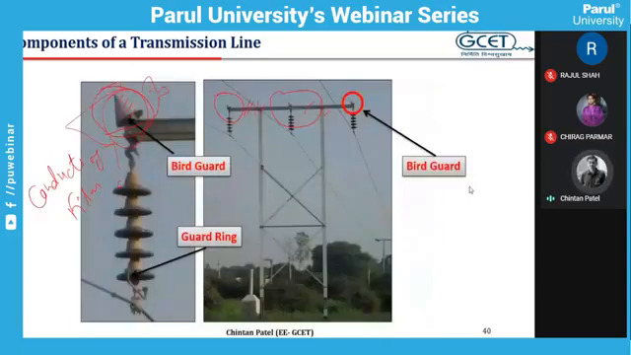So in this photo, we can see a guard ring. This is the rod type of guard ring. Simply two rods are used with spherical ends. Earlier, the guard ring was U-shape. If you recall, this type of guard ring was used. In this case, a 66 kV transmission line, a rod type guard ring is used.